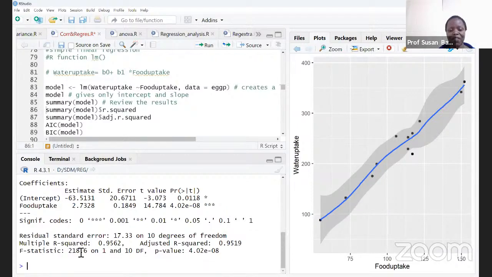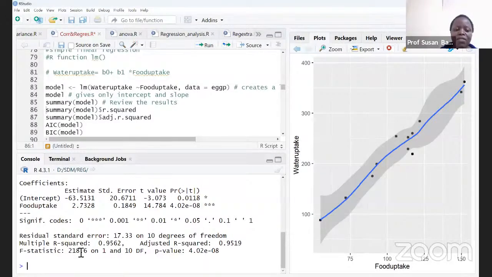Okay, 14.8. Another one, thank you. Another one, what do you get? Square root of 218. Square root of 218, 14.785. Okay, yes, that is the value, 14.8, 14.785. Thank you very much.